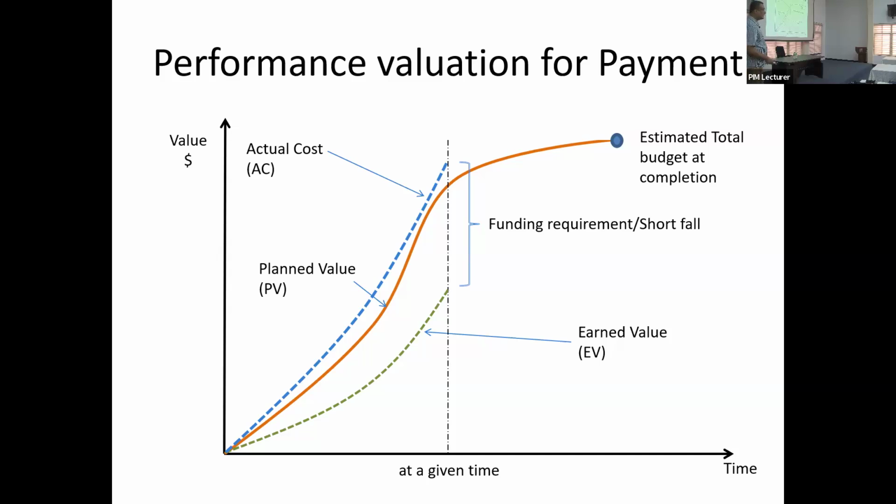But earned value, which is the green line, says, hold on, let me do a calculation and tell you where you are. And it does the calculation and says, you have spent much less. You are not even anywhere near my budget, let alone submitting bills. Your value is this, not this. So I'm not going to pay you. How do we calculate that? That's what we are going to look at.